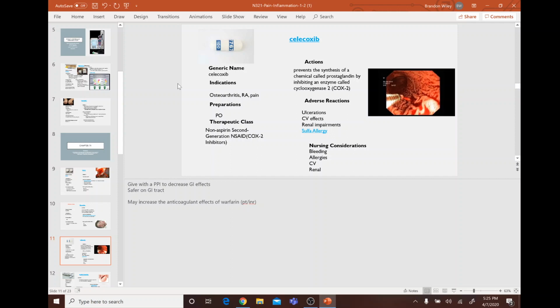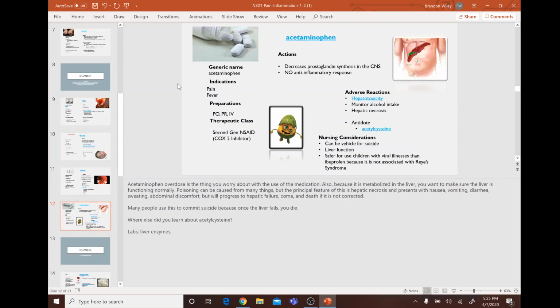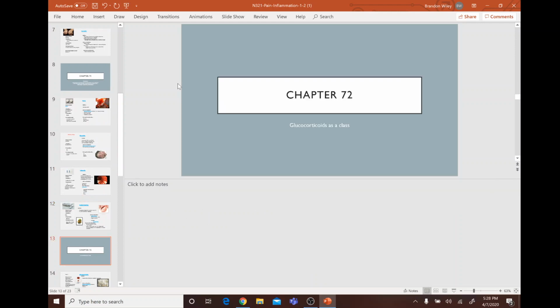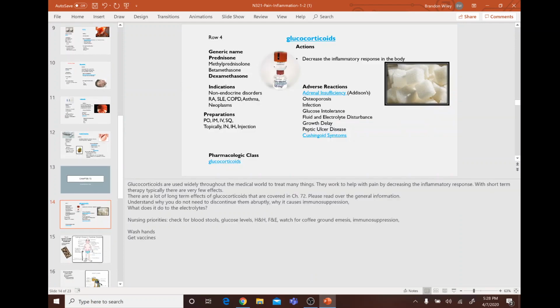What are the nursing considerations of celecoxib? Bleeding, allergies, cardiovascular, and renal. What are you going to take celecoxib with? PPI, safer on GI. What medicine might celecoxib increase the anticoagulant effects of? Warfarin, PT and INR, boy. Alright. Glucocorticoids. Here we go. Let's do it.